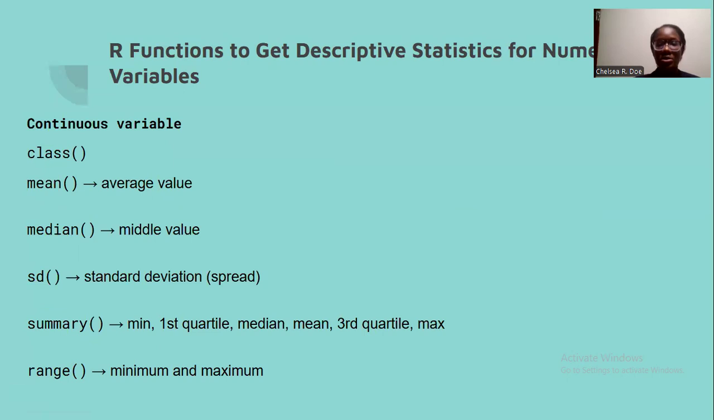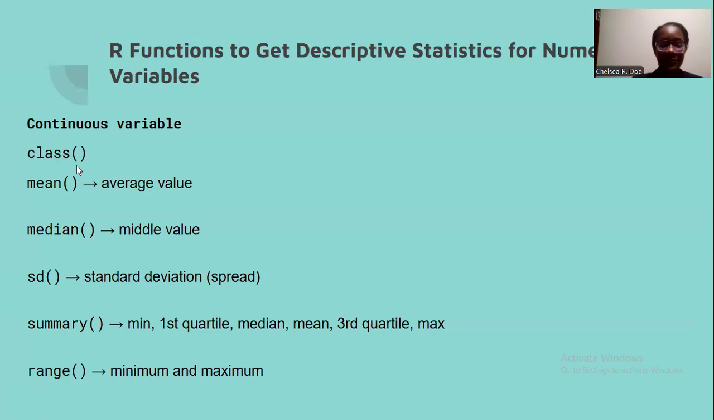Usually when you read an article, for example, in the results section, you first see a table. The first table there basically describes the characteristics of your participants or your respondents. So we use the class function first. The class function helps us to identify what type of variable we are dealing with, whether it's a numeric variable, whether it's a factor variable.